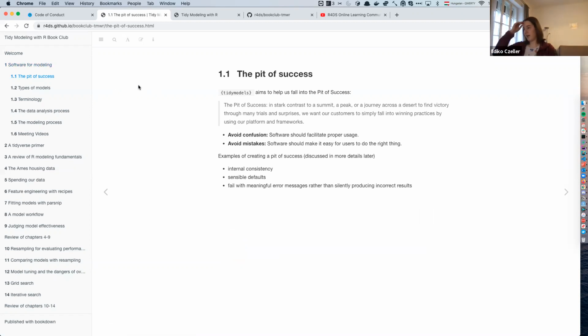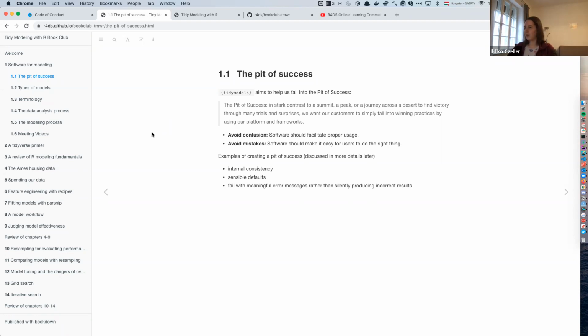What I really like is this idea of a pit of success, which is not just about tidy models, but the tidyverse in general. The idea is that these packages should make modeling easier. It doesn't necessarily mean that it's easy, because modeling is a complicated process. You have to pay attention to a lot of stuff, but it means that it should be easier to use it correctly than to use it incorrectly.